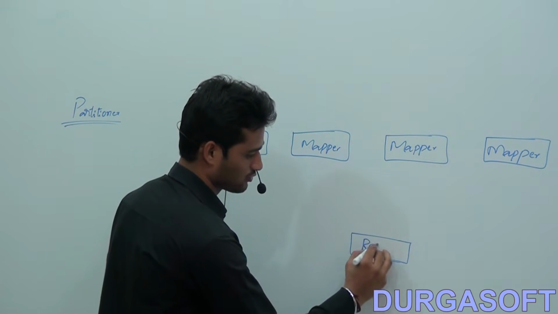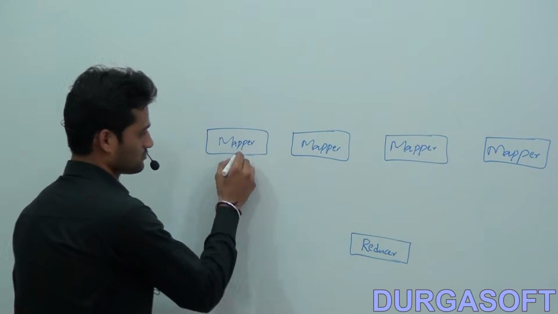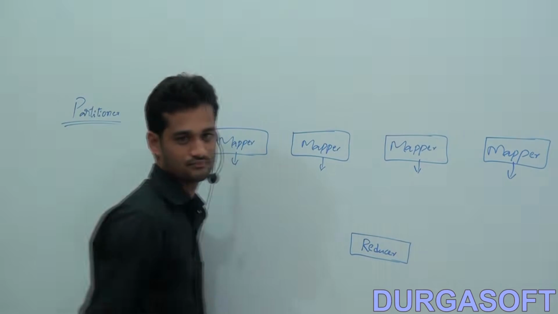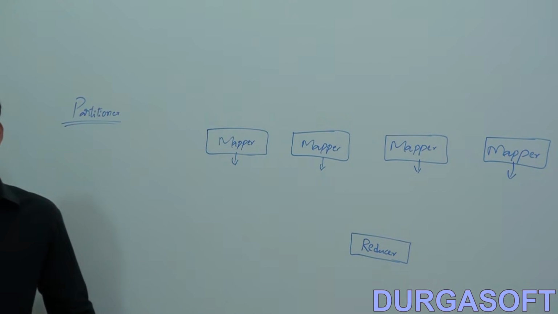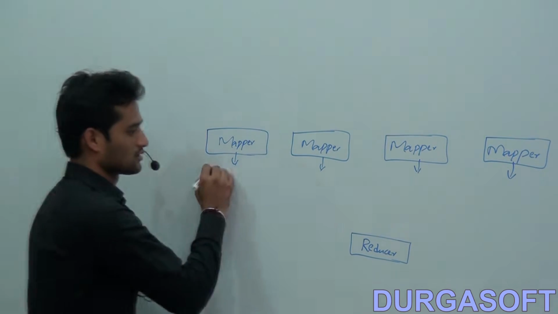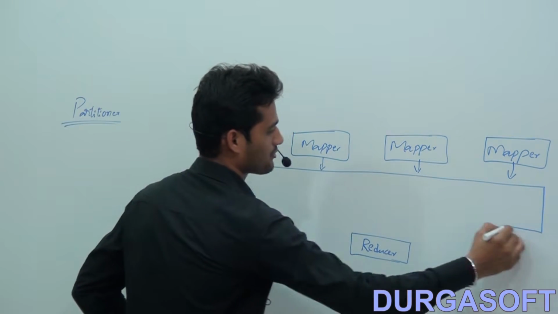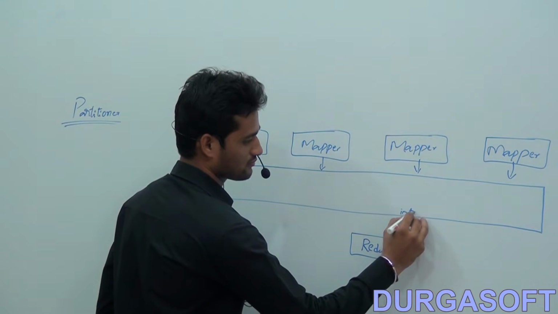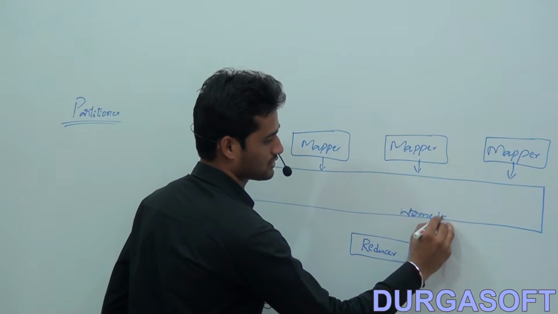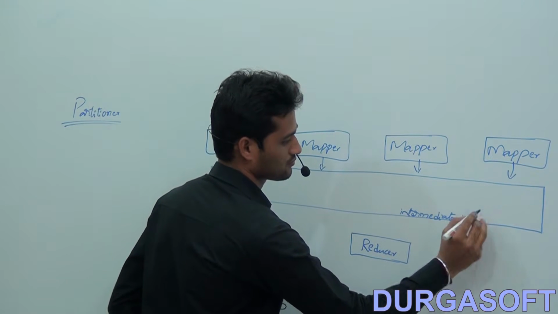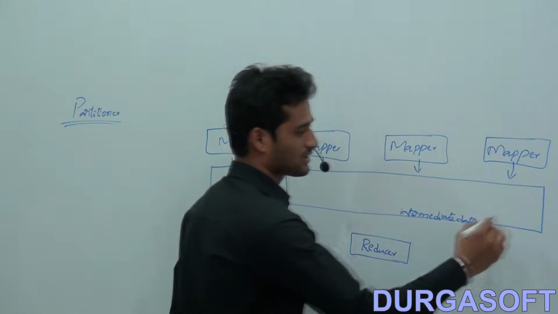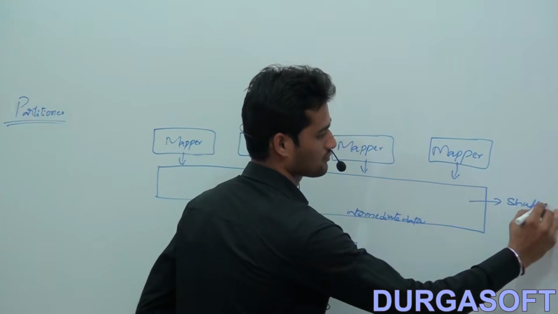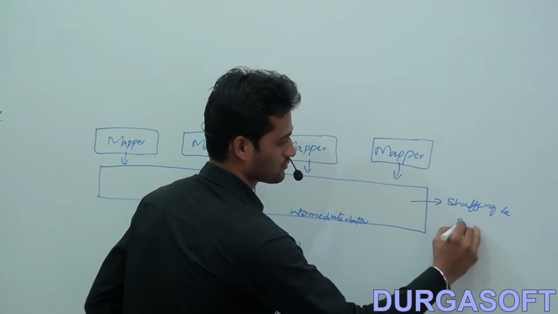Say that I am having only 1 reducer. All mappers give output key comma value pairs. As we saw in the word count job, these mappers give different output key comma value pairs, and your reducer combines all of them. This is what we call intermediate data. On intermediate data, by default 2 phases are done: one is shuffling, and the other is sorting.